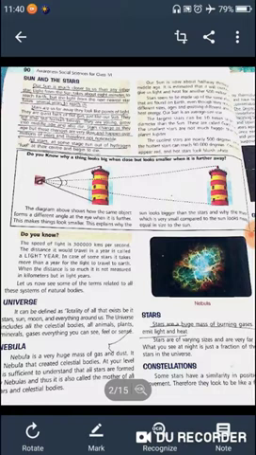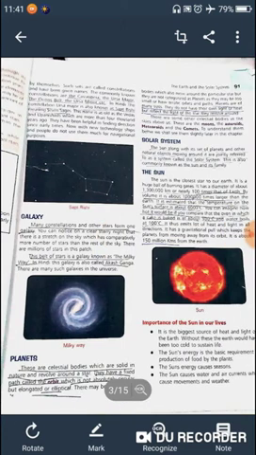Next, we are going to study about galaxy. So what's a galaxy actually? A galaxy comprises some constellations as well as some other stars. And what are some examples of galaxy? As we all know, there is a galaxy in our universe which is known to everyone. That's our Milky Way, or in English it's known as Akash Ganga.